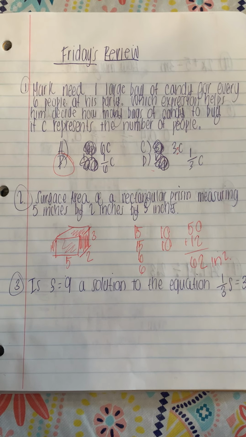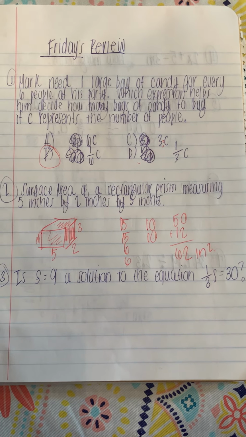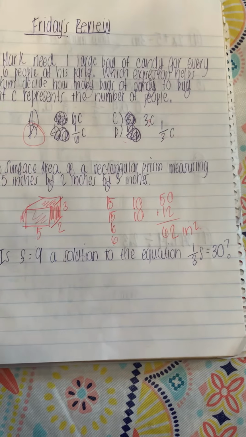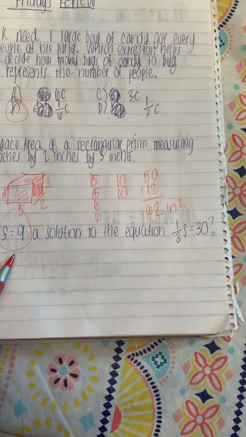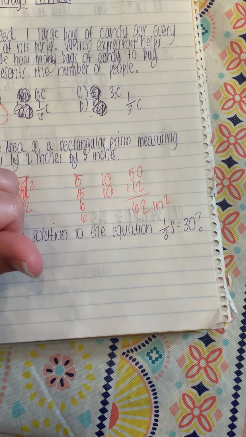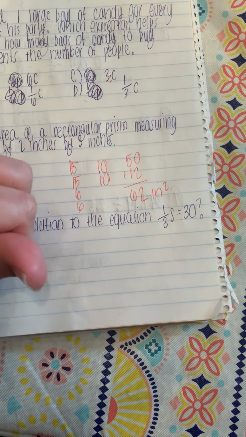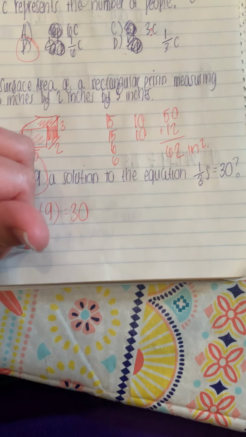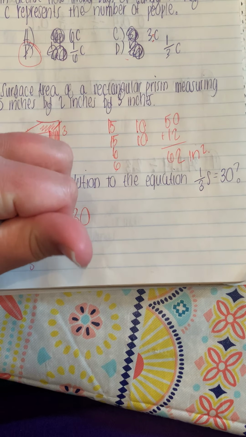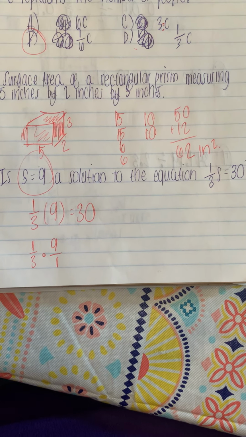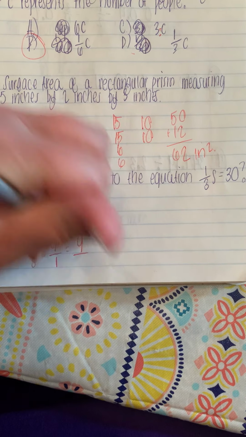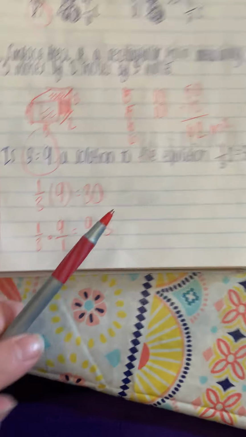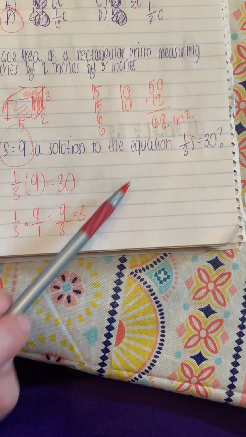Number 3, is S equals 9 a solution to the equation 1/3 S equals 30? So what you're going to do here is substitute in 9 wherever S is. So I would have 1/3 times 9 equals 30. Is that true? Well, let's solve it. So I have 1/3 times 9 over 1. 9 times 1 is 9. 3 times 1 is 3. 9/3 is the same as 3. So, is that true? No.